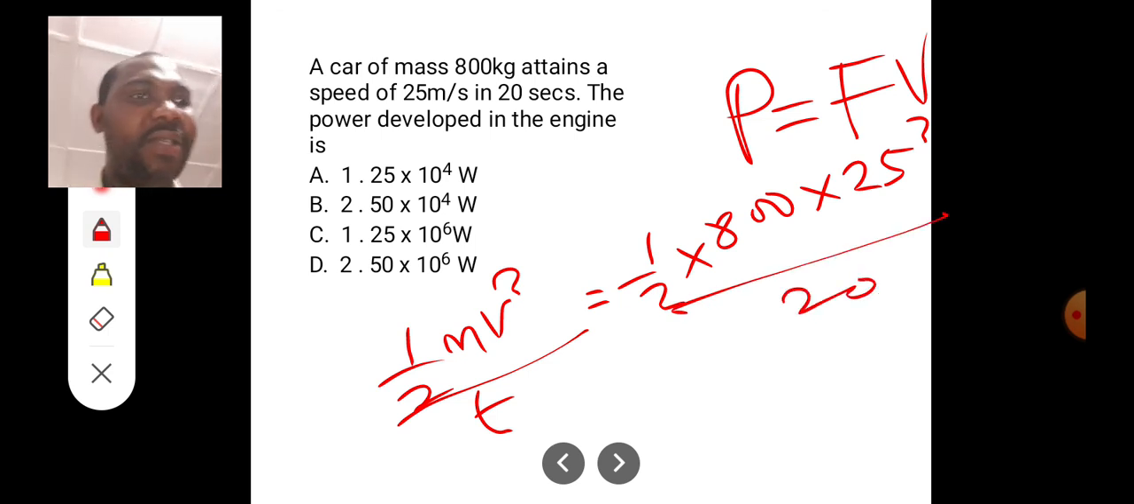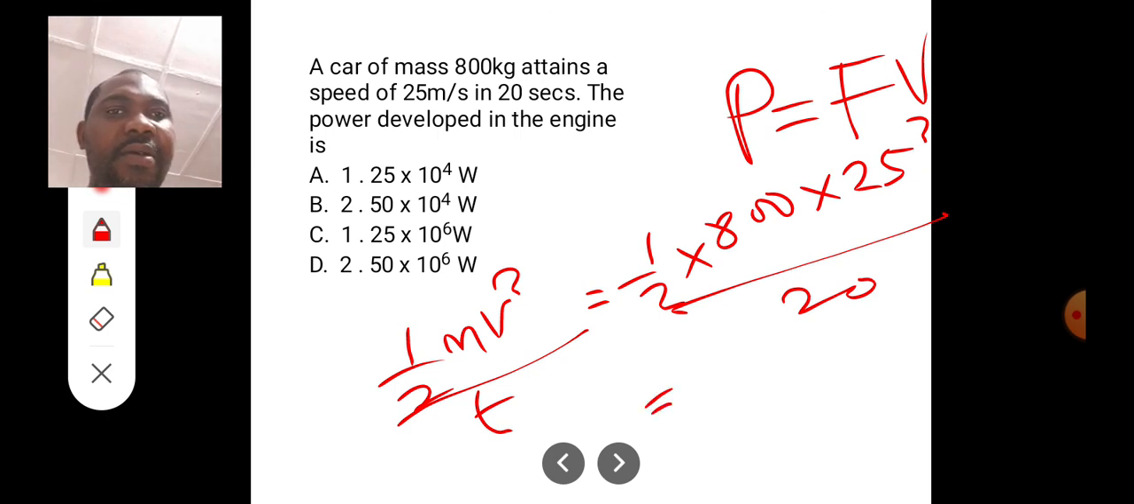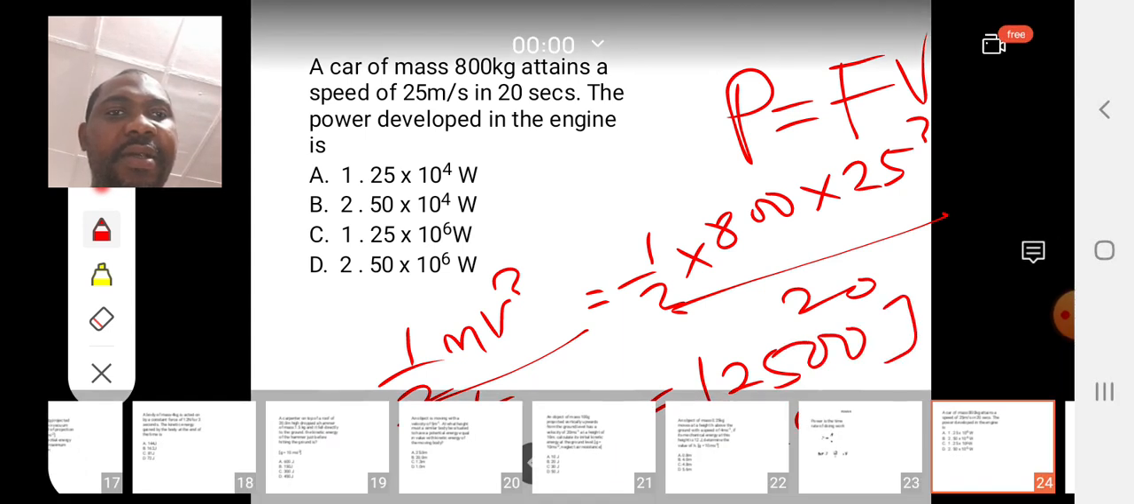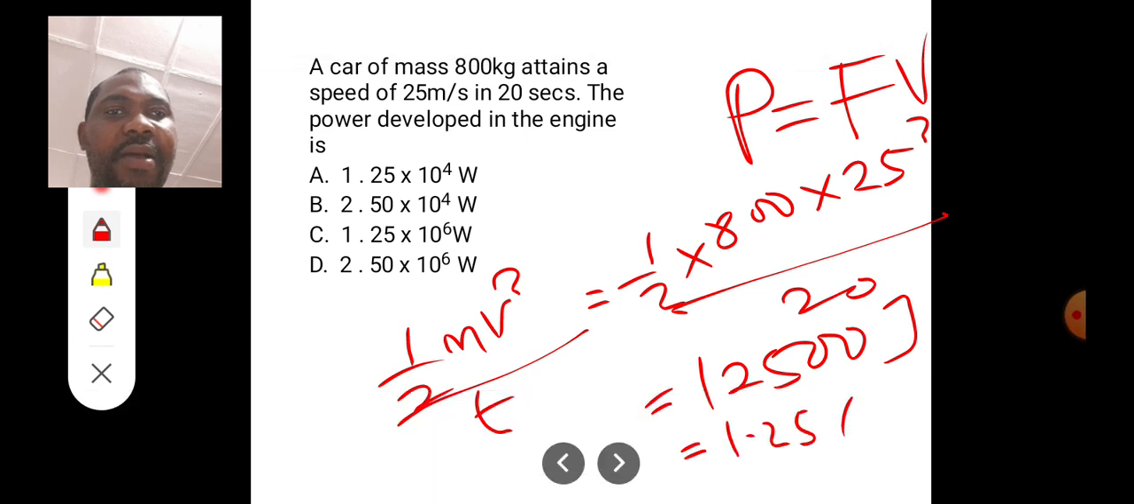So if we do that, I'm on my calculator here, divided by 20, that will give us 12500 joules, which is 1.25 times 10 to the power 4 joules. Okay, so the answer is A.